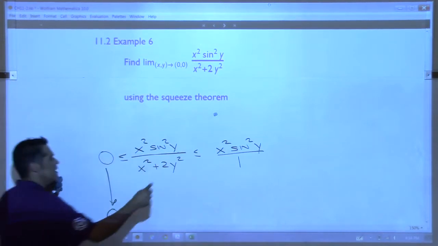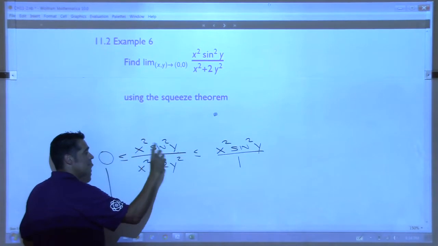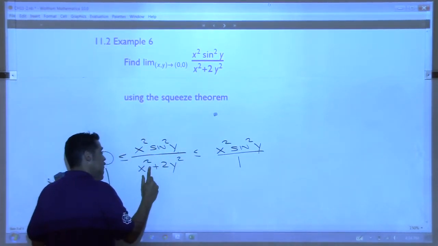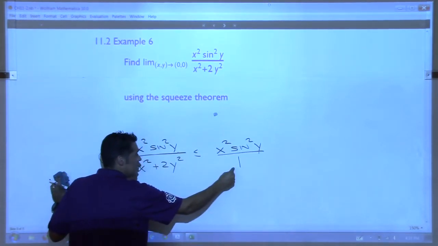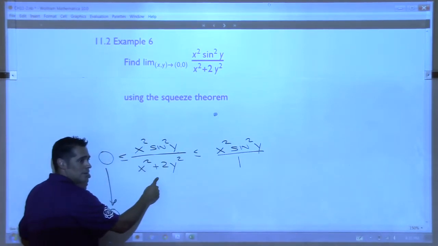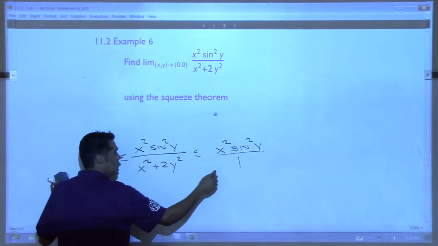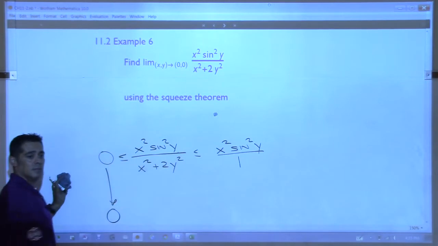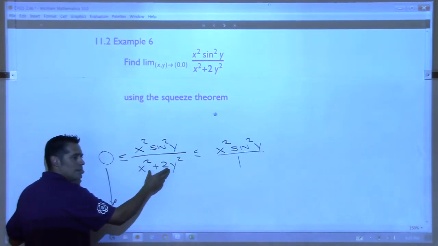If you need this fraction right here to be bigger than this fraction, there's two ways to make that happen. Either this numerator has to be bigger than this numerator, or this denominator has to be smaller than this denominator. Right? So these match, right? So in order for this to hold, this has to be smaller than this for all x and y. But I think I could come up with some x's and y's that would make this one smaller than that one.